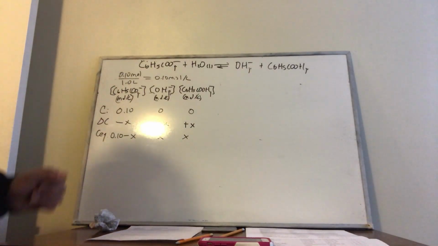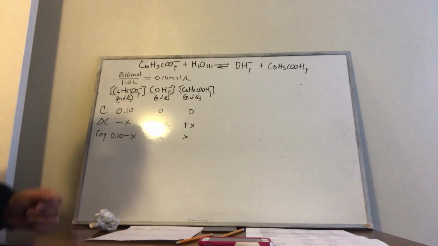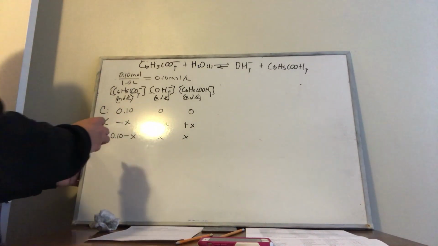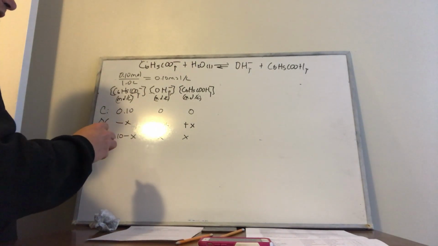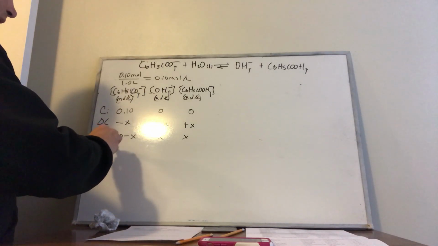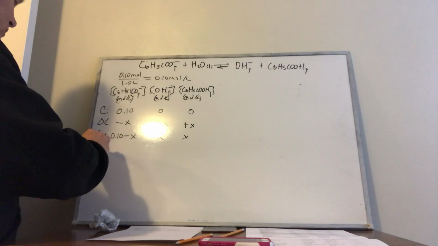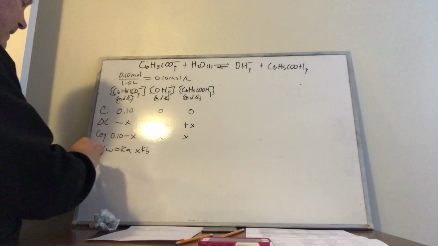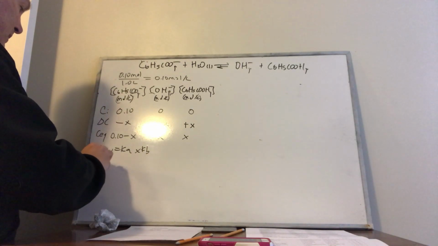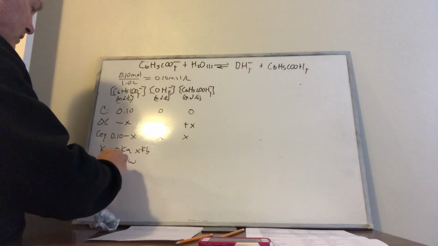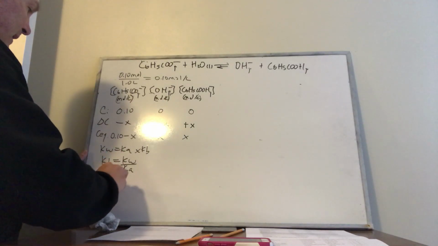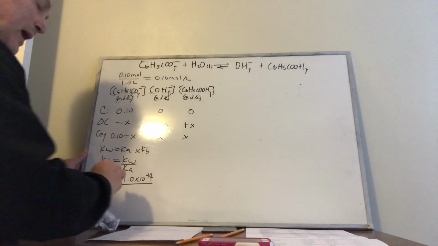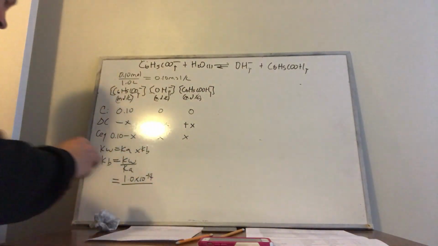Once again, if I put my Kb expression down, I will find out that I'm actually needing to use the quadratic. I don't want to use a quadratic, so I'm going to go ahead and try the assumption. Before I do that though, I need to get a Kb. The chart doesn't give me a Kb. So what I do know is that Kw equals Ka times Kb. So I can rearrange that to saying Kb equals Kw divided by Ka. Kw is 1.0 times 10 to the minus 14. The Ka is 6.3 times 10 to the minus 5.